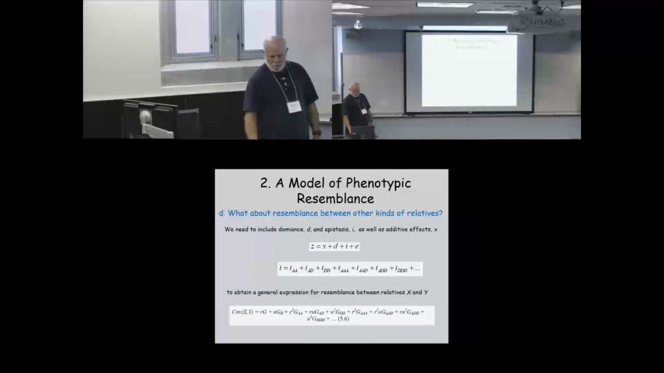So that's our point. It's the justification for concentrating, for much of the rest of the course, on additive genetic variance, and for right now we're going to ignore epistasis as well as the contributions of dominance.